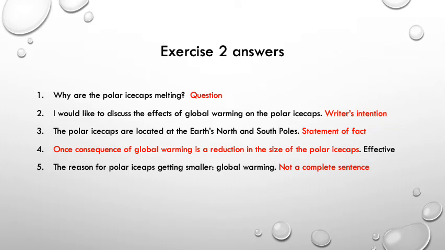Now let's have a look at the answers. Sentence number 4 is the most effective sentence. Number 1 is a question, okay? In this case, it doesn't really have content. Number 2 is an intention, kind of giving instruction to the readers. So once again, it doesn't have enough content. Number 5 is not a complete sentence, therefore it's not an effective sentence.